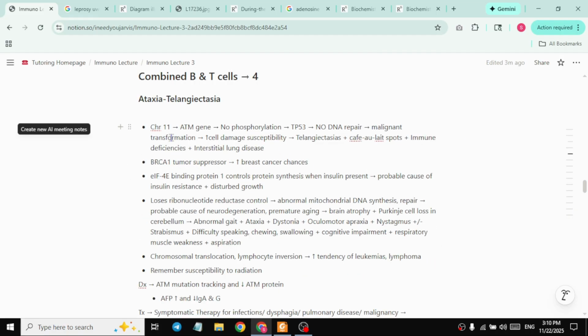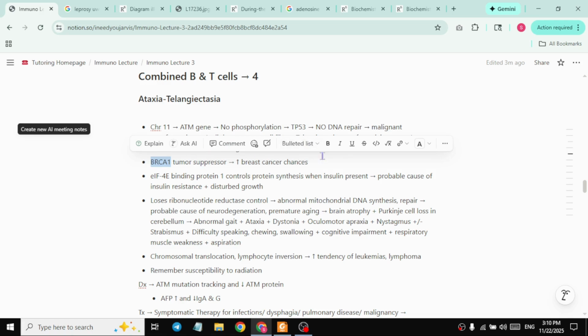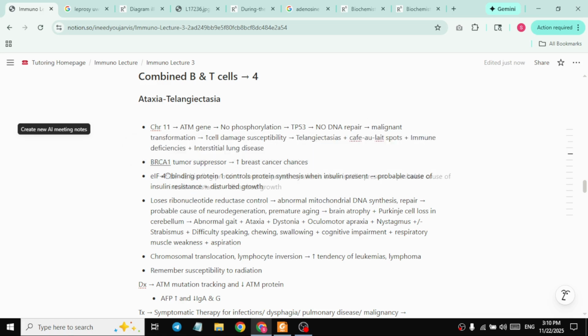A couple of other mutations that you can see along with them is the BRCA mutation, right? So the breast cancer chances increase whenever you talk about ataxia. There's the intrinsic factor. No, not intrinsic factor. I think this is a protein synthesis factor, this binding protein right here. I think it's a transcription factor responsible for insulin synthesis in the body. If this is disturbed, which is commonly seen associated with ataxia, they might have insulin resistance, right? And they might have disturbed growth because of it.